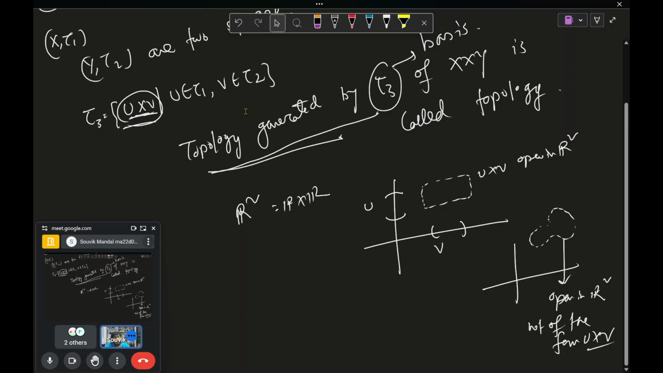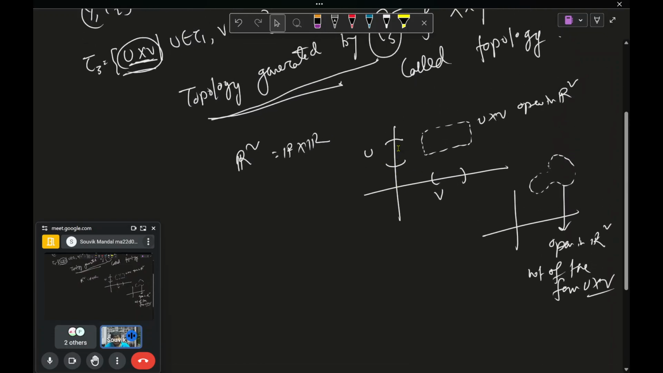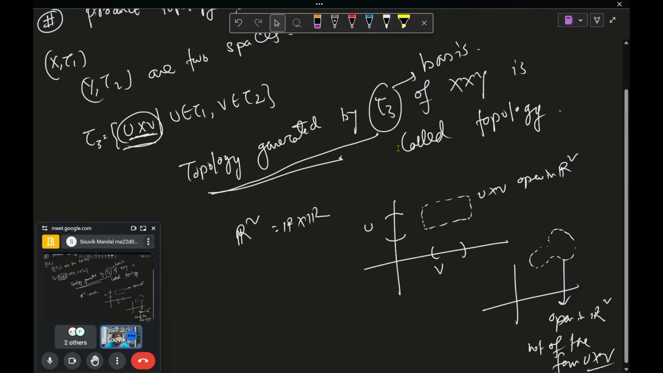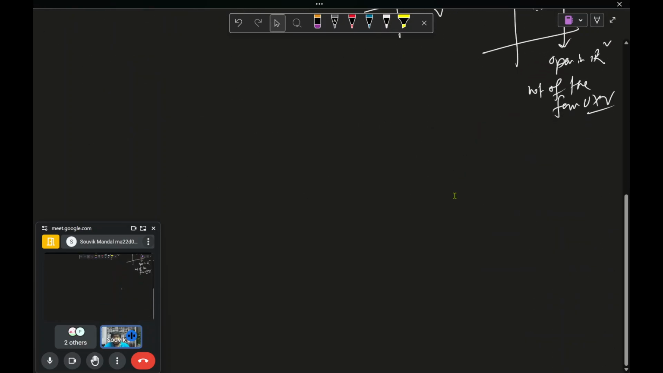Okay. Also, it can be defined in another way. Suppose we have X, tau 1 and Y, tau 2 given. So tau 1 in a topology has some basis. We are defining the topology on X cross Y in terms of U cross V, but it might not include any elements of the form which comes from the basis. So we can define it the following way.